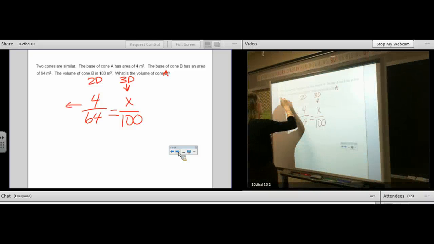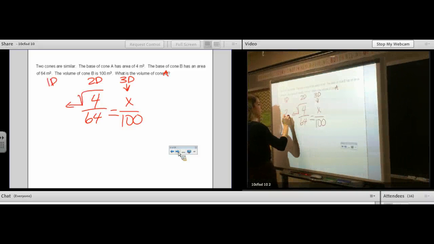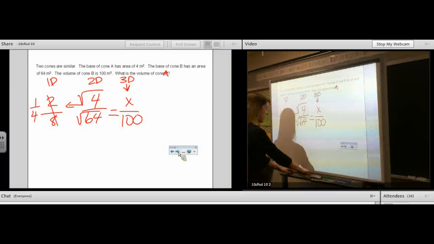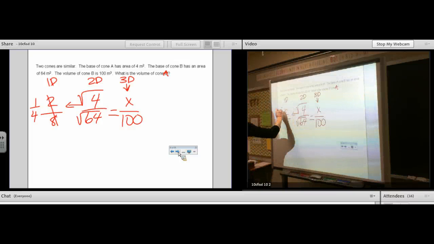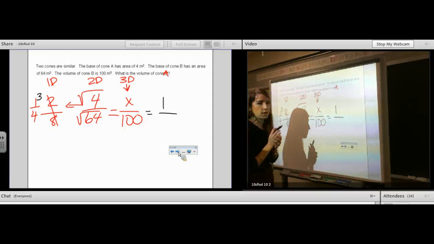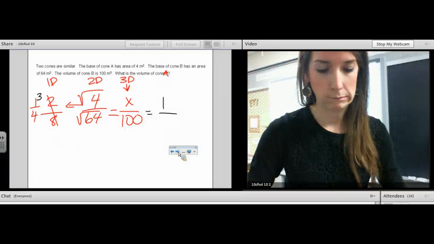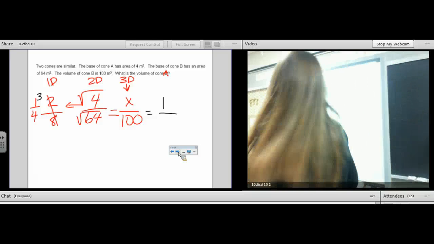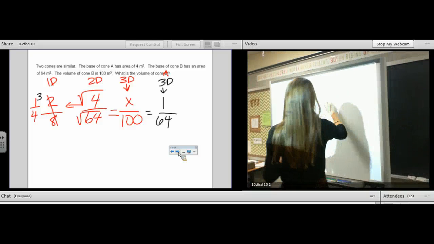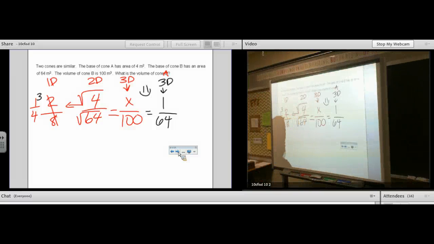Let's go to 1D. Square root of 4, 2. Square root of 64, 8. You can call it 1/4. I would go ahead and call it 1/4. So now we need to cube it so that we're in 3D land. 1 to the third is 1. And 4 to the third, I thought so, 64. Okay. They're both 3D. Everybody's happy.